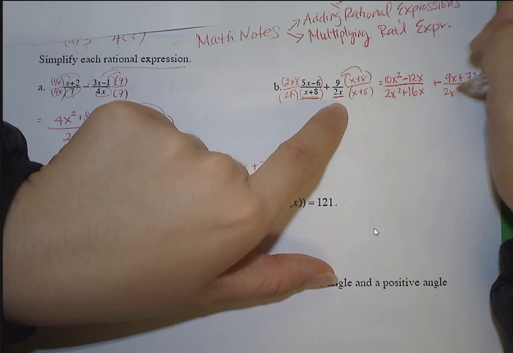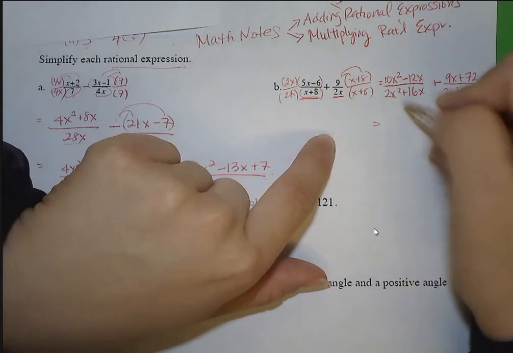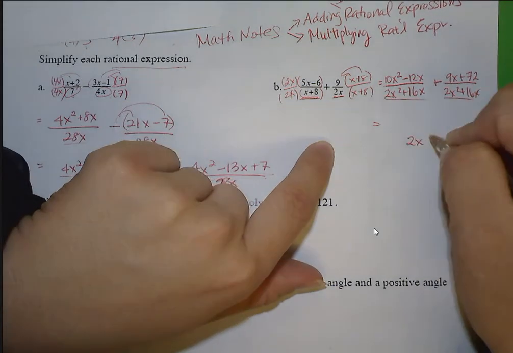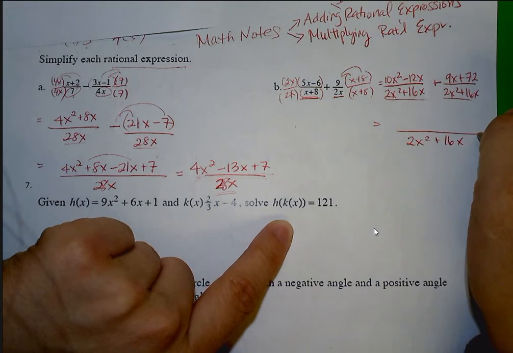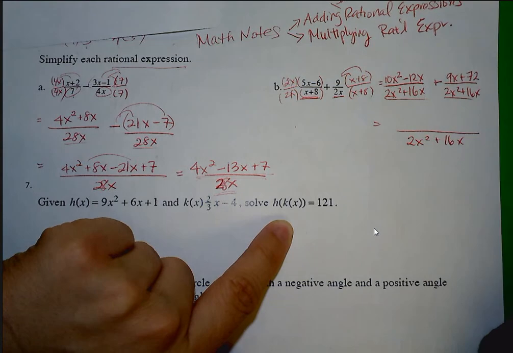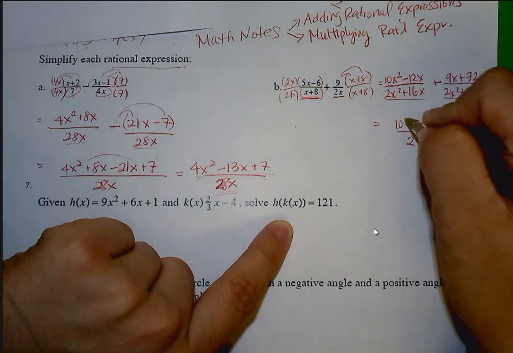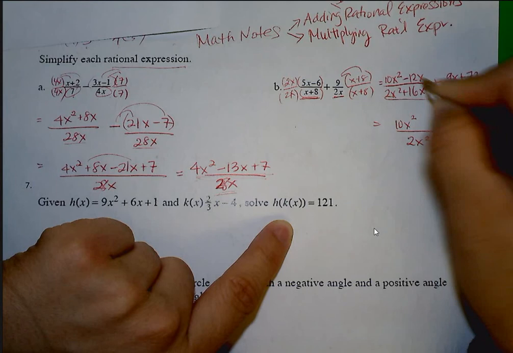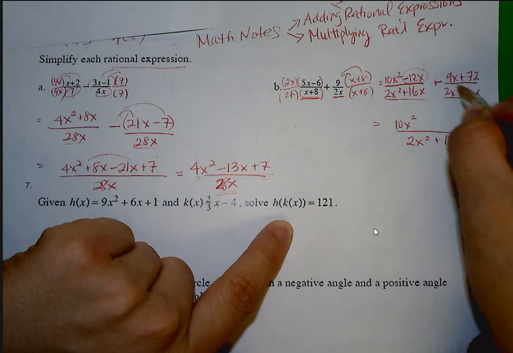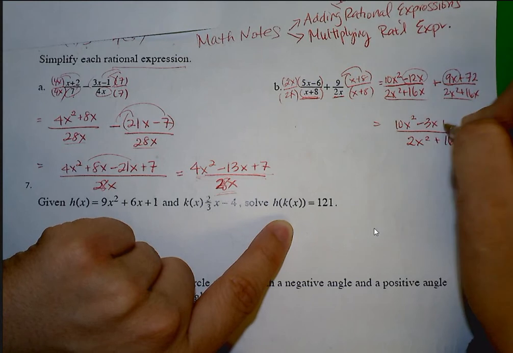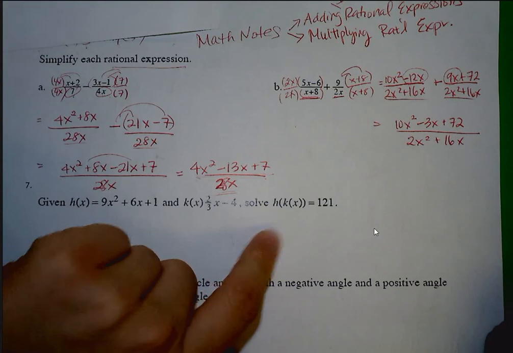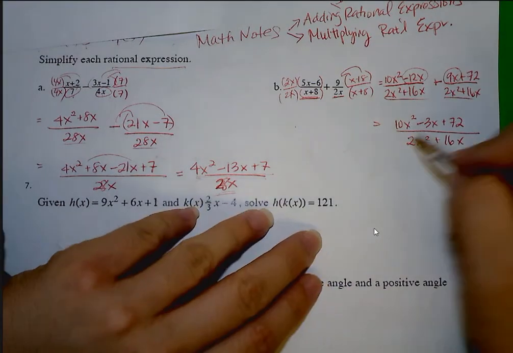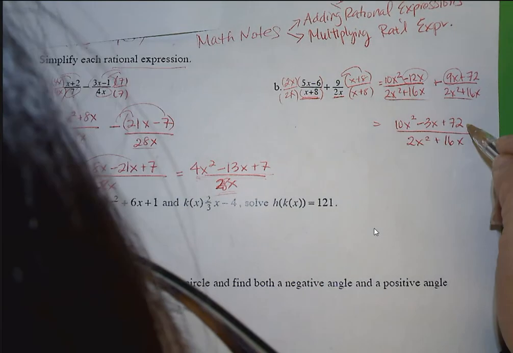Now I have a common denominator, so it's 2x squared plus 16x, all over, what's going on here? 10x squared minus, I'm going to go ahead and skip a step here, minus 12x plus 9x. If I combine those like terms already, I'm going to get minus 3x plus 72. Now I do want to keep things simplified. I want to check if I could factor this, but I'm going to tell you right now this cannot be factored. So I'm going to leave that.